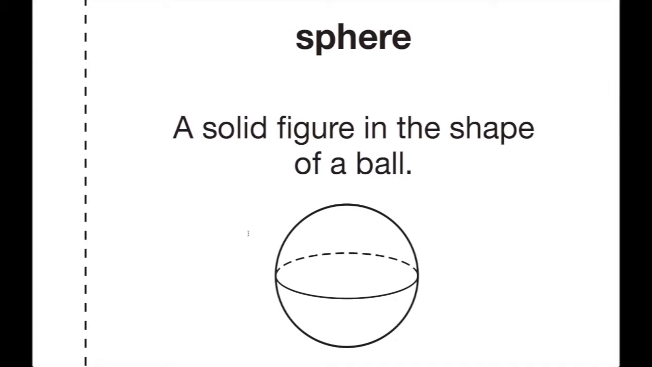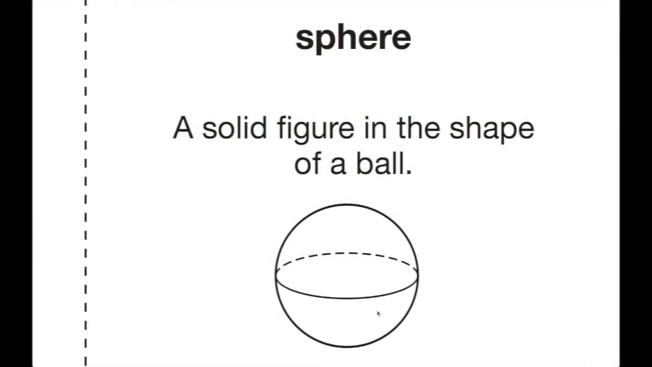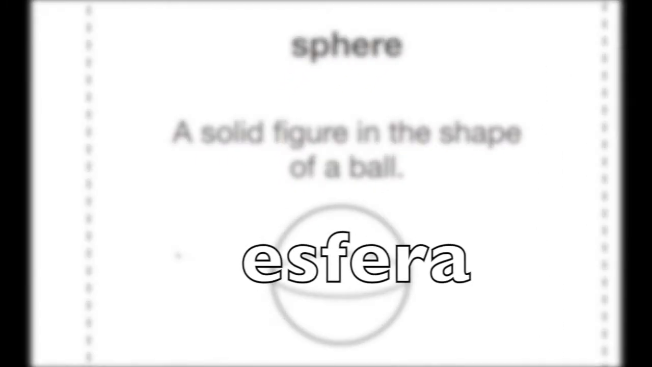Next up we have a sphere. A sphere is a solid figure in the shape of a ball. Esfera. Please don't confuse this with a circle. A sphere is actually a 3-dimensional figure, as opposed to a circle that's just a flat drawing. Sphere. Esfera.